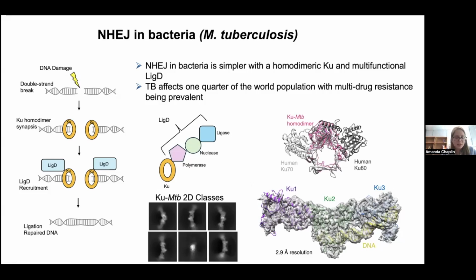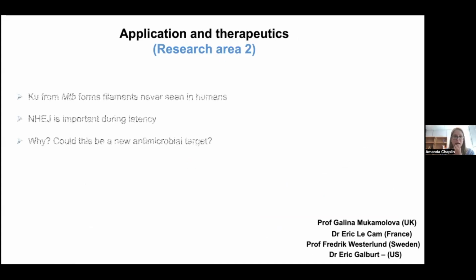This doesn't happen whenever we've used the human Ku70/80. So we're trying to understand why this happens. Is this important for DNA repair in bacteria? And is the interface between these Kus maybe some kind of target that is unique to bacteria and not found in humans? The therapeutic application is that although NHEJ isn't essential for the bacteria, it is important during latency. So could this be some kind of antimicrobial target?